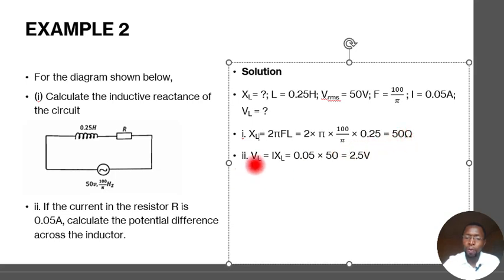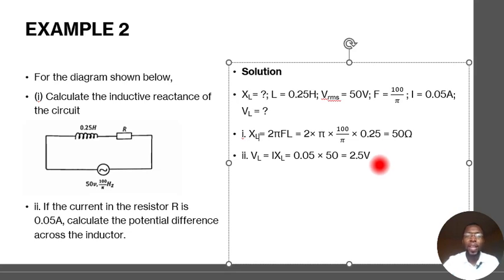Then the potential difference across the inductor, which is VL, is equal to I times the inductive reactance. Our I is given to be 0.05 times our inductive reactance, which we have obtained to be 50. So 0.05 times 50 gives us 2.5 volts. So the potential difference across the inductor is 2.5 volts.